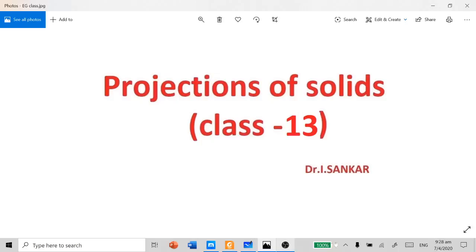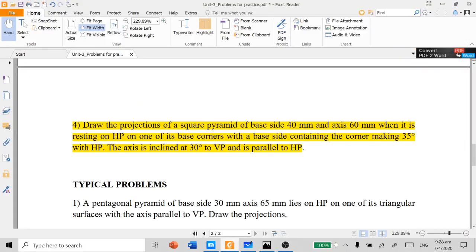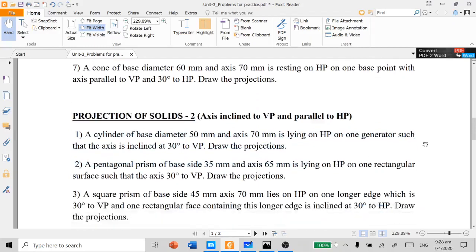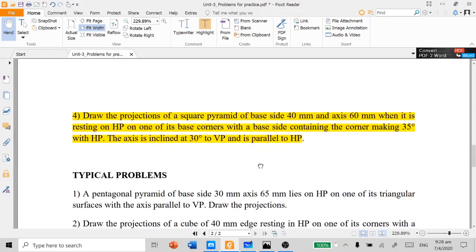Welcome dear students. In this video lecture we are going to solve one more projections of solids problem under the category solid axis inclined to VP and parallel to HP. So this is the problem we are going to solve today. It's the fourth in our problem set. Already we have solved a number of problems, and now the fourth problem on axis inclined to VP and parallel to HP.